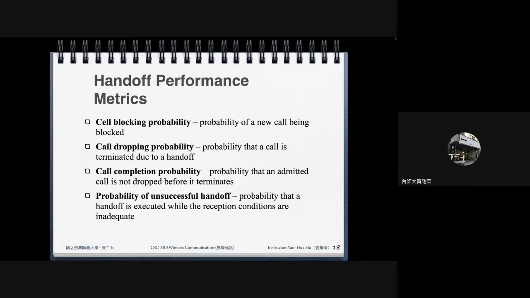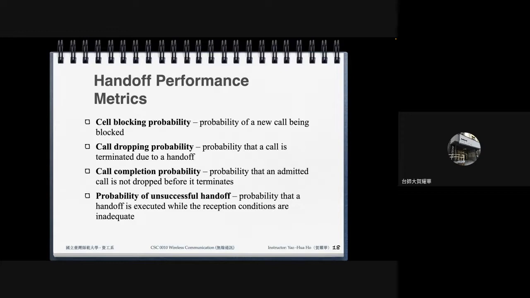That performance metrics include call blocking probability, which is the probability that a new call is blocked. Call dropping probability is the probability that a call is terminated due to handoff. So if I hand off and it is not successful, that is a call drop. Call completion probability is the probability that a call I make is not dropped before I actually end the call and terminate it. I complete the call without any problem.